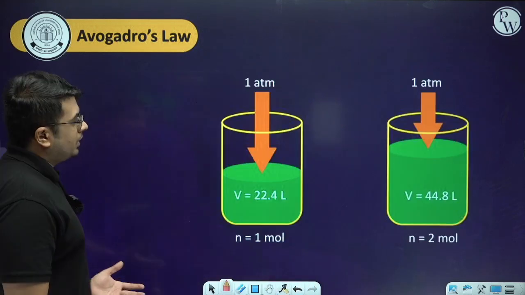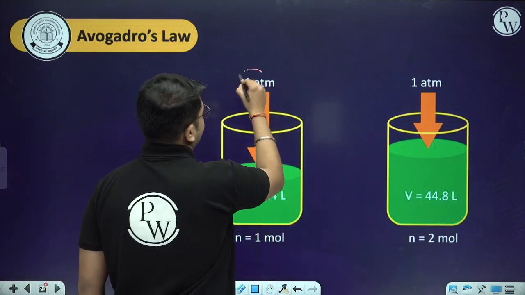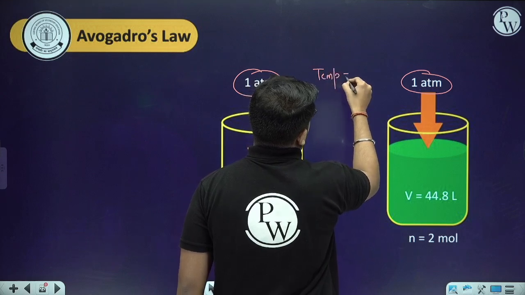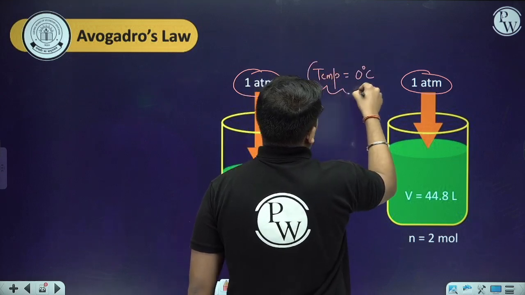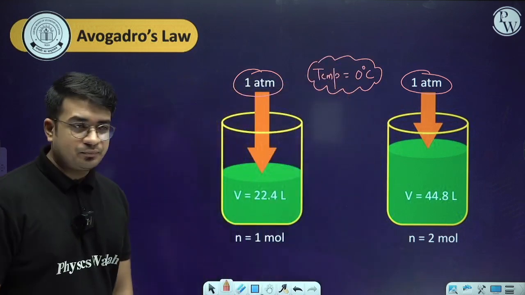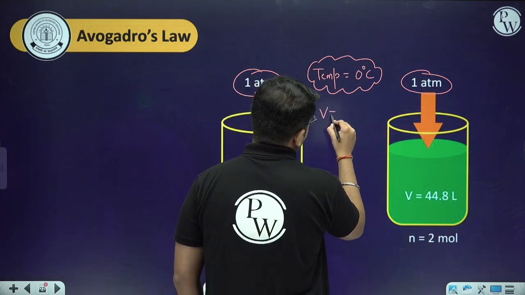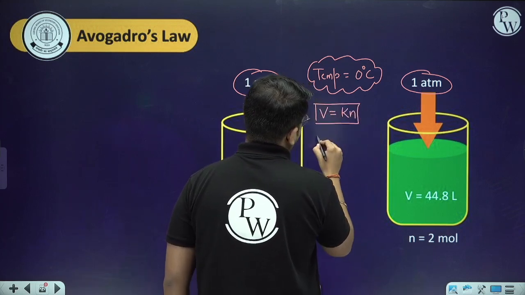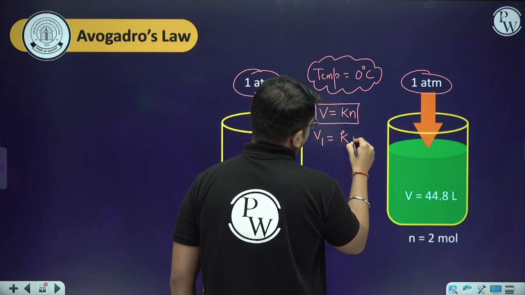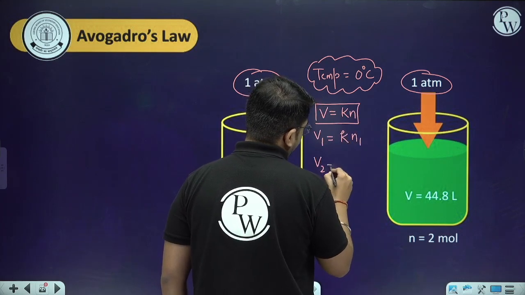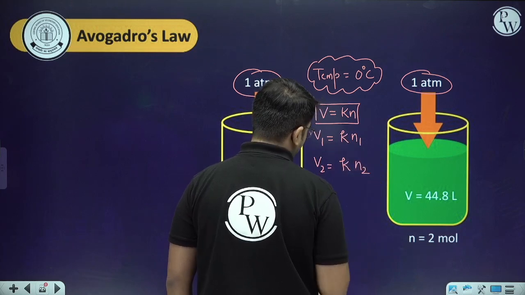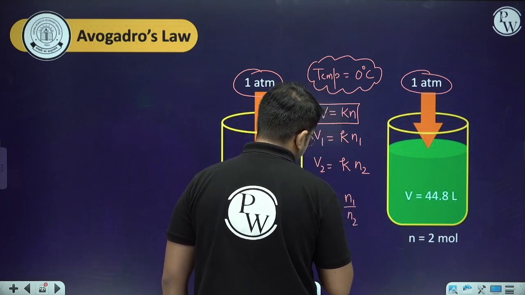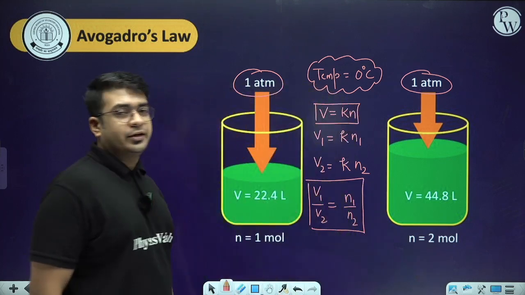Okay, for example, a simple demonstration is given here. Let's say the pressure is 1 atm and the temperature is 0 degree Celsius, fixed in this particular case. We know the equation V equals K multiplied by n. So V1 will be equal to K multiplied by n1, V2 will be equal to K multiplied by n2. So I can say that V1 upon V2 will be equal to n1 upon n2. That is the most important thing you can calculate with the help of the same equation.